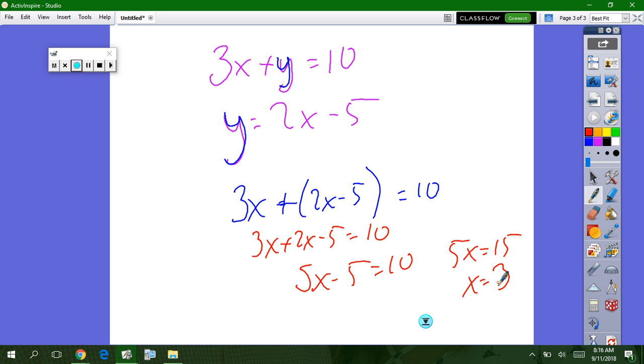Okay. So now where am I going to plug it in? Does it matter? I can plug it in the top or I can plug it in the bottom one, right? Doesn't matter. But why am I going to probably plug it into the bottom one already? It's already solved for y, correct? So that's where I'm going to go. So I have y equals 2 times 3 minus 5. 6 minus 5, y is 1, so the coordinate is (3, 1). Yes, ma'am.